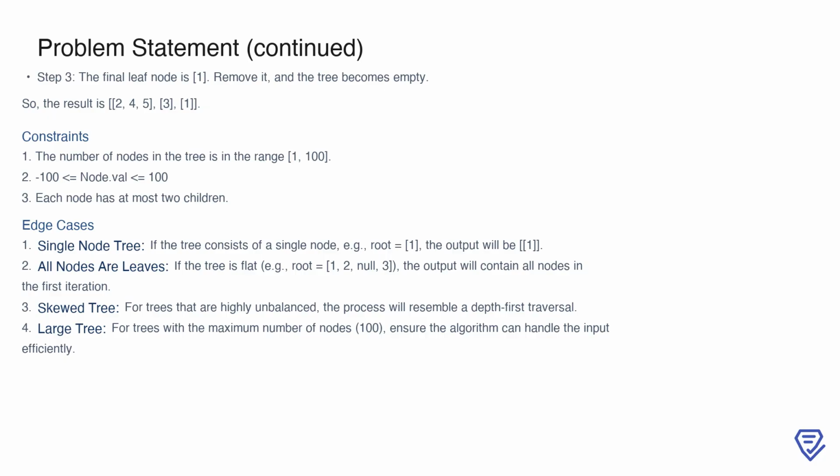We are also given some constraints and edge cases to consider. For instance, the number of nodes in the tree will always be between 1 and 100, and each node's value will be within the range of -100 to 100. Additionally, edge cases include single-node trees, trees where all nodes are leaves in the first step, highly unbalanced trees, and larger trees with the maximum number of nodes. These constraints ensure that our solution needs to handle a variety of scenarios efficiently.